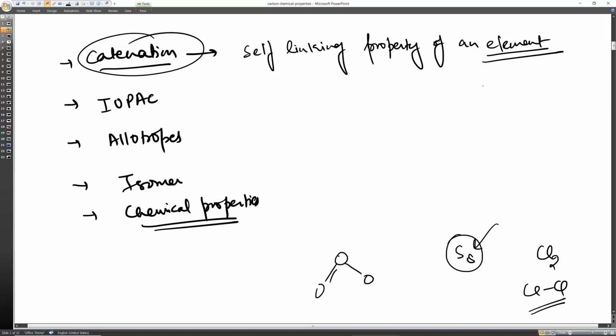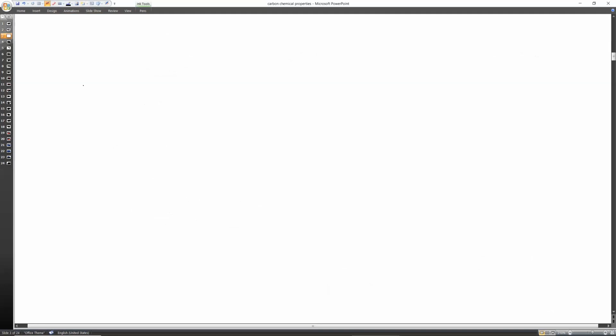But here you will see that carbon can combine together in a large number of compounds. Here it is up to 8, it is restricted. This is up to 2, it is restricted. But carbon, due to small size, tetravalency, and covalent bond, which is the second strongest bond it can form, shows the catenation, the self-linking property, to the maximum extent. So what is catenation? We will simply say that catenation is the self-linking property of an element.